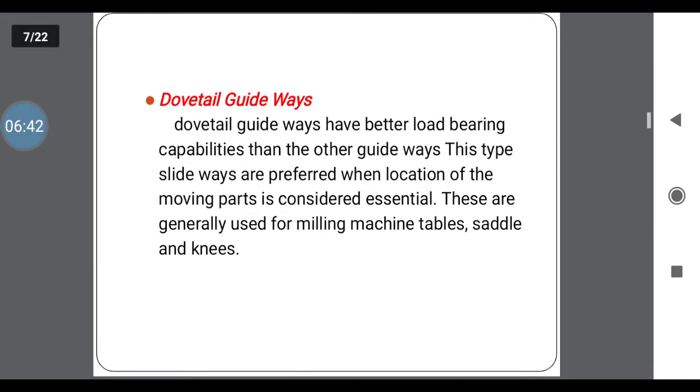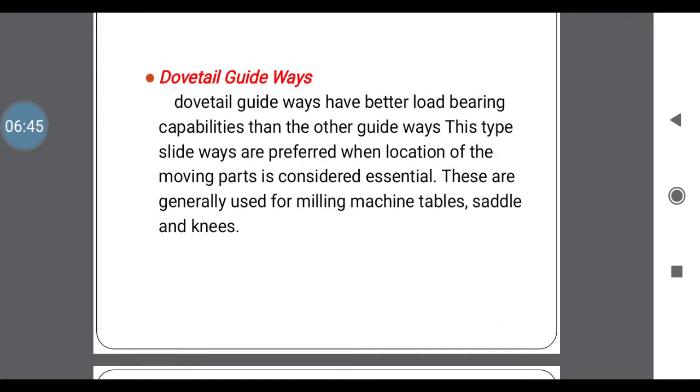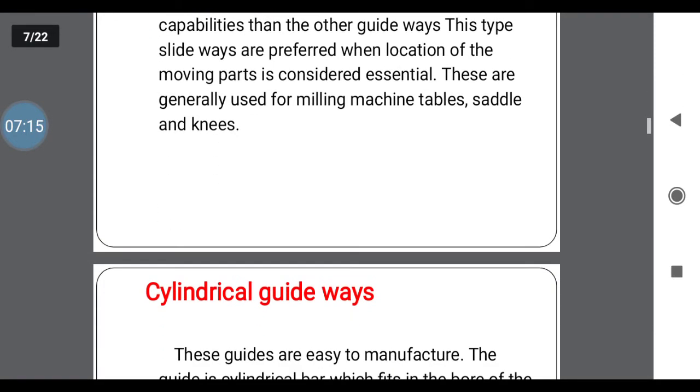Next one, dovetail guideways. This is again the same as a flat, but the structure is a dovetail. Dovetail means a reverse V structure. They have better bearing properties compared to the other guideways. This type of guideway is used for moving parts considered essential. They are also used for milling machine tables, saddles and knees. These guides are mainly used in the tables of milling machines, compared to the first two categories of guideways.